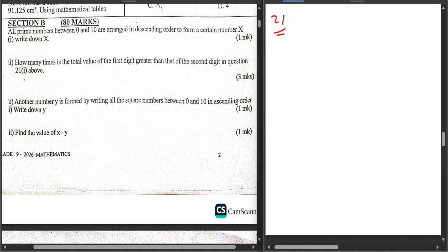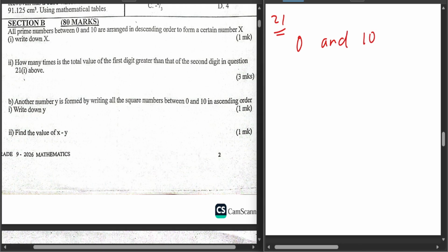Now we have a question that says that all prime numbers between 0 and 10 are arranged in descending order to form a certain number x. Write down x. Then Roman 2, how many times is the total value of the first digit greater than that of the second digit in question 21, Roman 1 above? So we have prime numbers that are between 0 and 10.